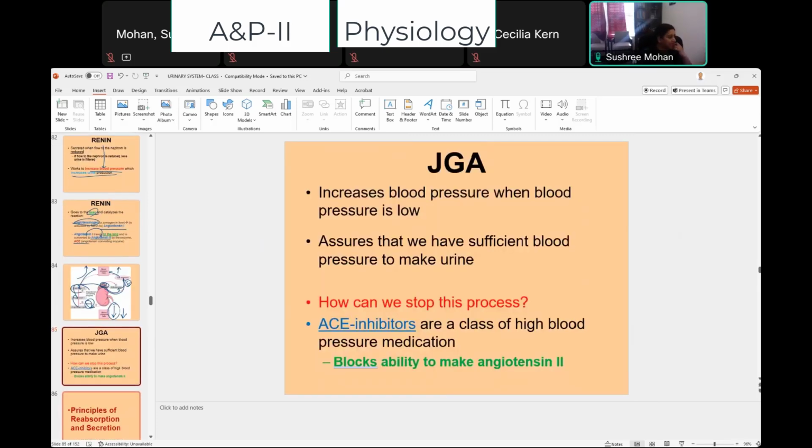So the JGA increases the blood pressure when blood pressure is low by acting through renin. It assures that we have sufficient blood pressure to make urine. Because if your blood pressure drops, the urine filtration process will slow down and toxic substances will accumulate in the body. How can we stop this process? Well, if you take ACE inhibitors, they're a class of high blood pressure medication. They block the ability to make angiotensin 2.